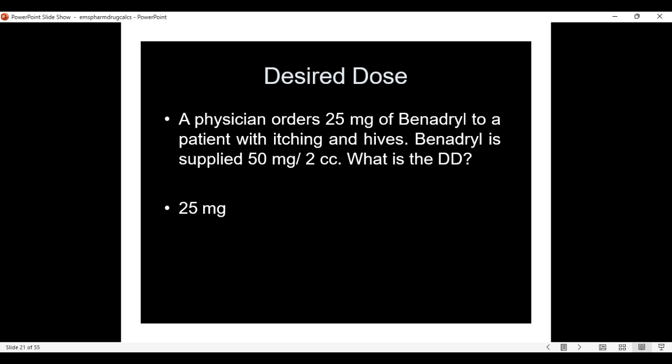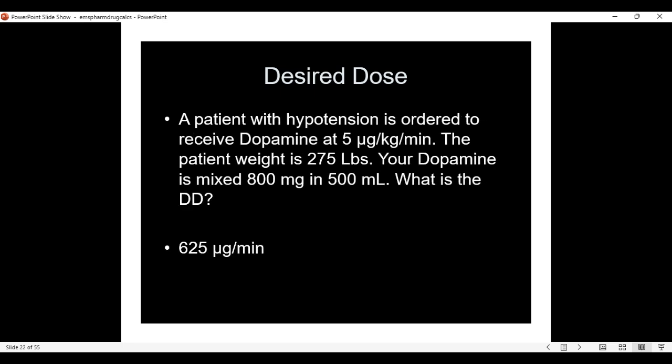A physician orders 25 milligrams of Benadryl to the patient with itching and hives. Benadryl is supplied in a concentration of 50 milligrams per 2 cc. What's the desired dose? I know they threw a lot of stuff in there, but he ordered 25 milligrams. So our desired dose is going to be 25 milligrams. We'll talk about the conversion here in a little bit.